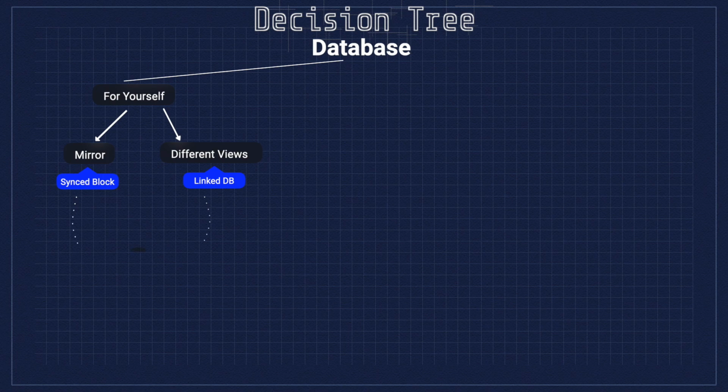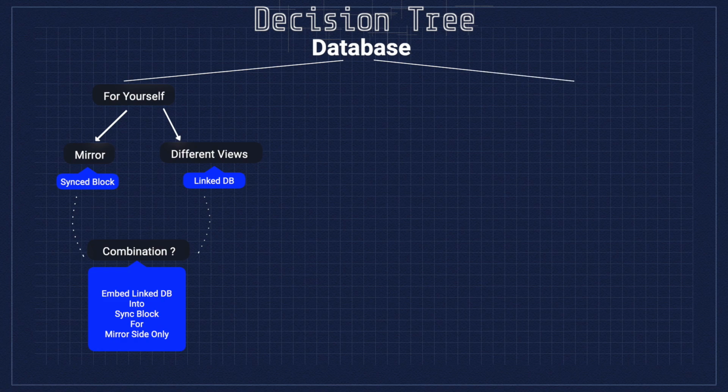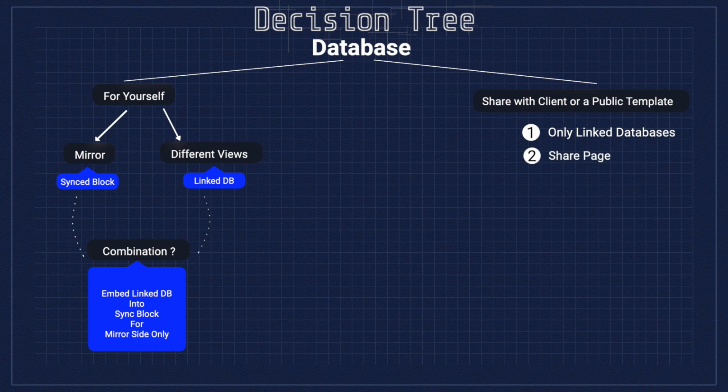If you want to have some of those views appear on multiple workspace areas, while not in others, use a combination of sync blocks and linked databases. But what happens when you want to share this with a client or a template that you want to share with a wider group who may or may not have access to your workspace? In those cases, only a linked database. By sharing the page with them, they can duplicate this at their end so that they have a copy. That way, they don't mess up your work area and you don't mess up theirs. As you can see, you can't just pick sync blocks or linked databases randomly.